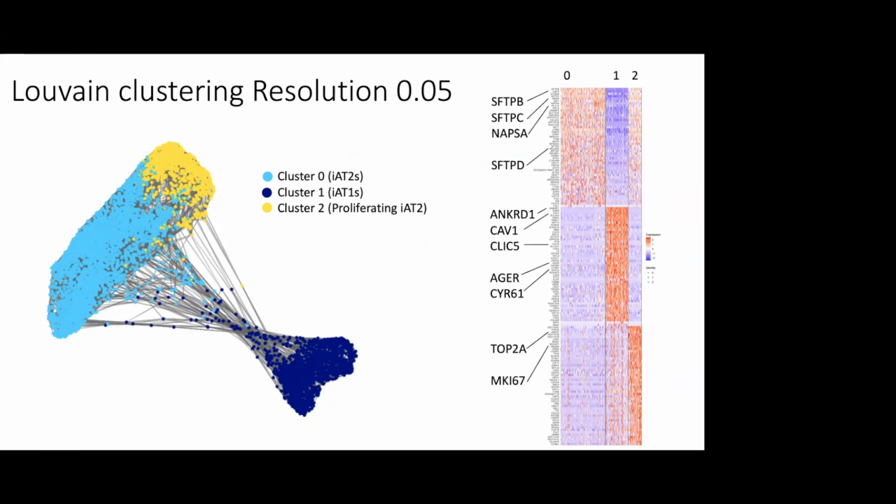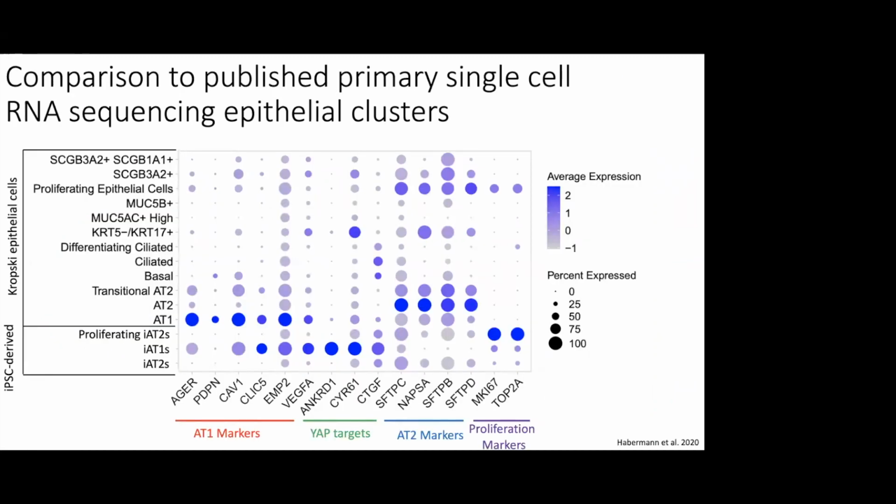So I put them together with, again, that Habermann-Kropski single cell data set. And so what this graph is showing you is the Kropski epithelial cell population, so all of the lung epithelial cells, and then my iPSC derived single cell data. And the way you read this is the larger the circle, the more cells in that population that are expressing any level of that particular gene.